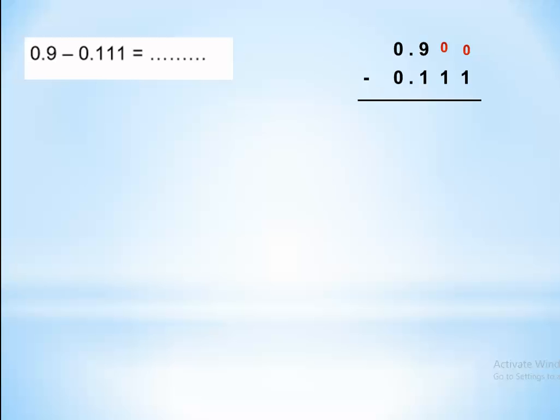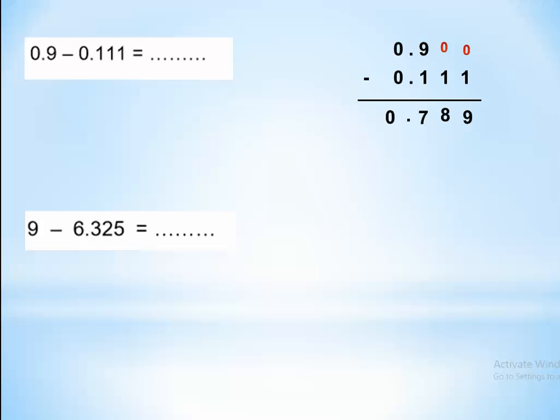Okay, and subtract. 0 minus 1 doesn't go, 0 minus 1 doesn't go, so we are going to borrow from 9. It will be 8. This 0 will be 10, and this will be 9, sorry, and the first one will be 10. 10 minus 1 equal 9. 9 minus 1 equal 8. 8 minus 1 equal 7. And put the decimal point, and 0 minus 0 equal 0.